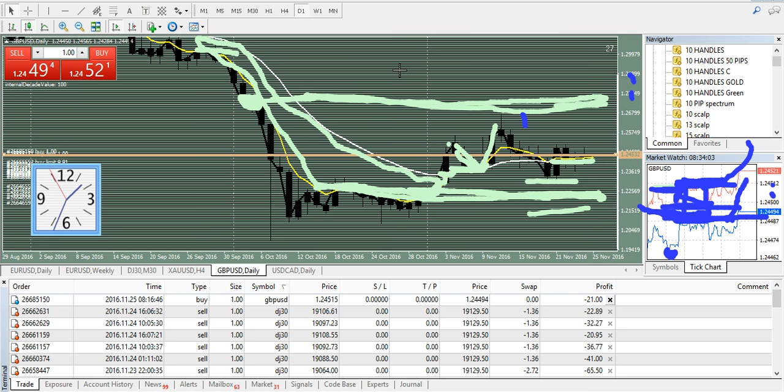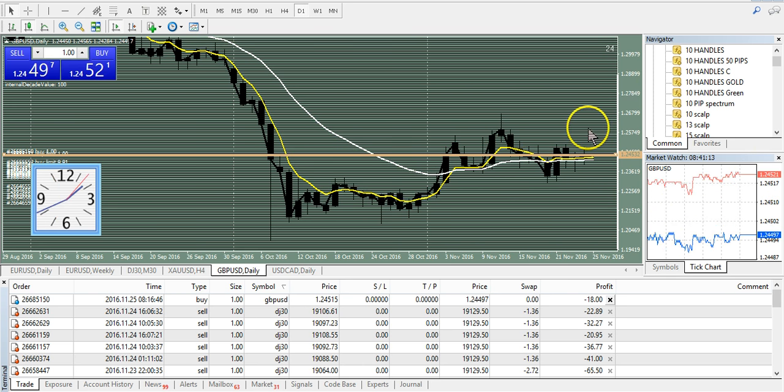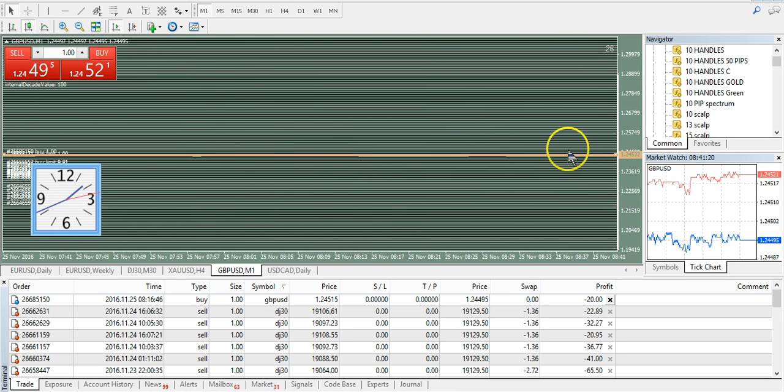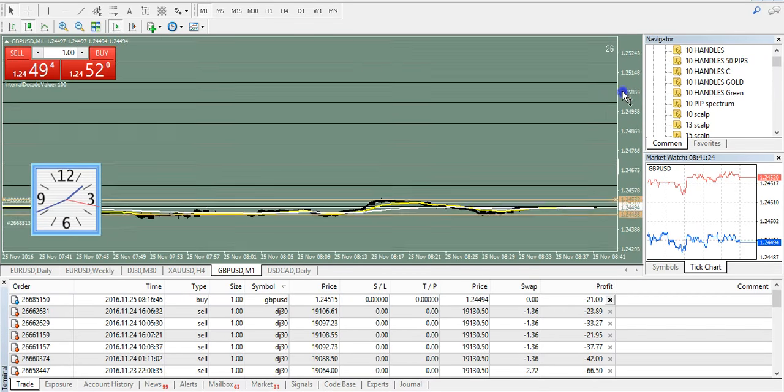So watching the euro dollar, watching the currency that you're scalping across a bunch of time frames. Now here's the 1 minute. Take a look at this.